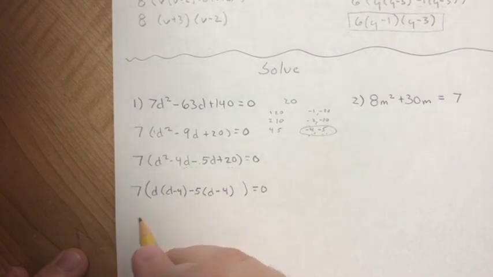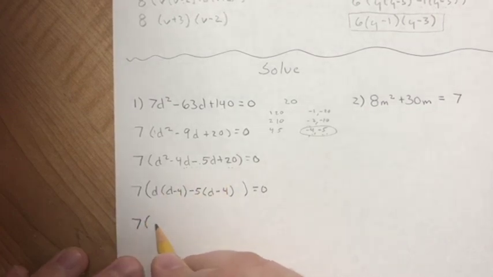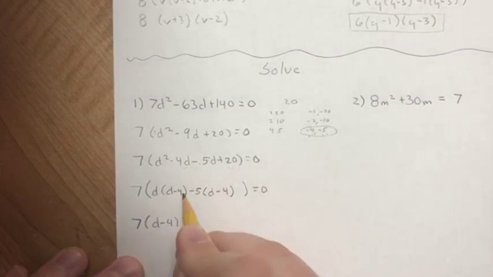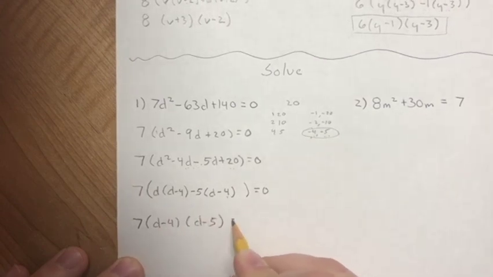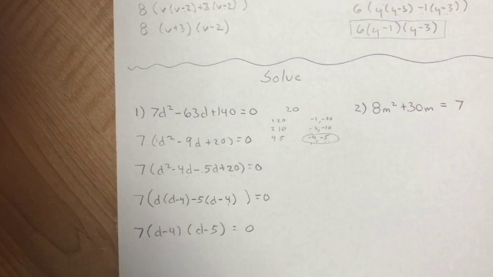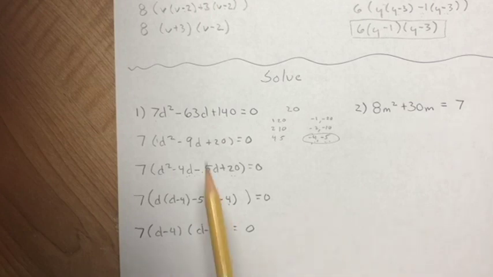Let's go ahead and finish this out. It will be 7 times d minus 4, because that's the same thing, times d minus 5 is equal to 0. Now, I've done my factor by grouping. These are my factors, and I can prove it. If I were to multiply all this back out, it would give me my original problem.